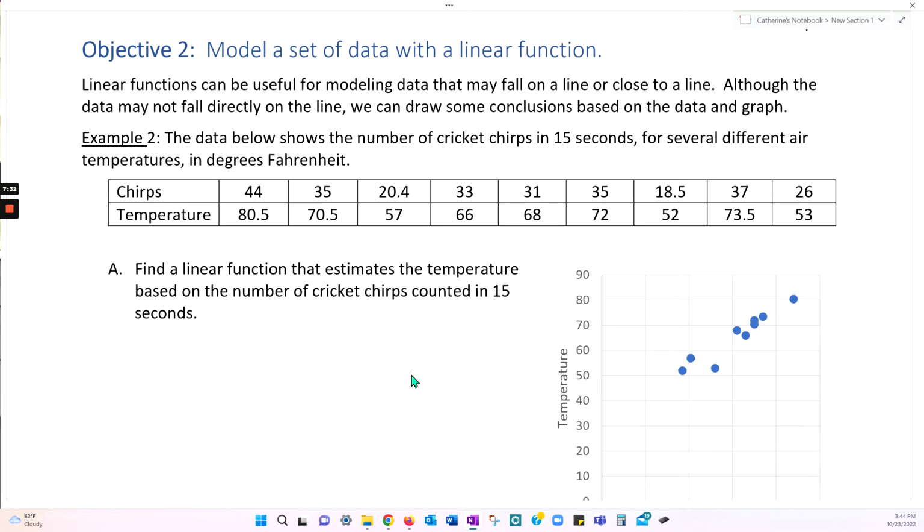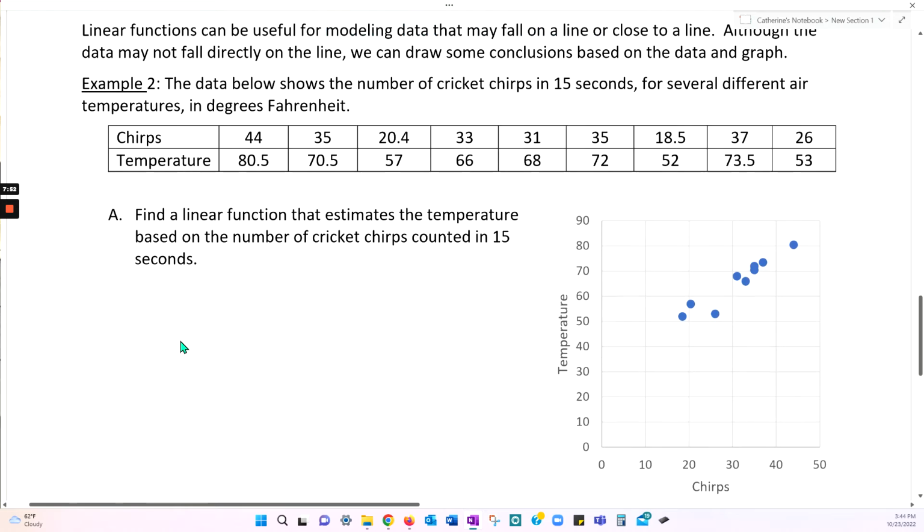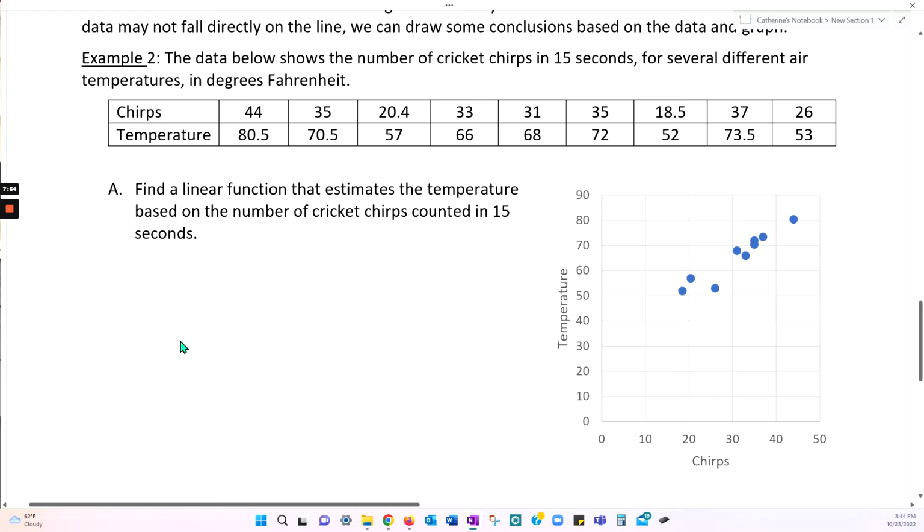You may have heard this, how you can kind of calculate or estimate the temperature based on the number of chirps. So we have here the number of chirps, and then we have the temperature. Find a linear function that estimates the temperature based on the number of cricket chirps counted in 15 seconds. So basically, we're just going to find the equation of a line passing through, well, 2 points. We've got a whole bunch more than 2 points here, graphed over here as well. So we're just going to pick 2 points.